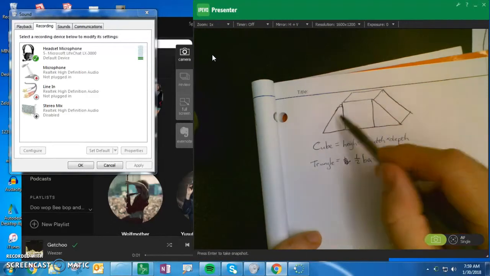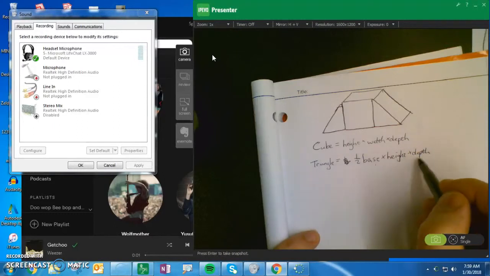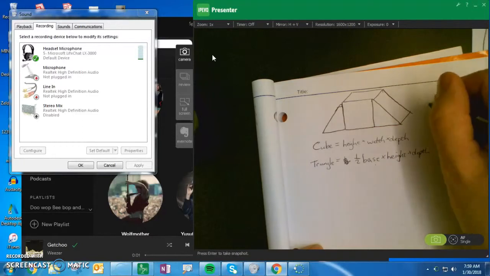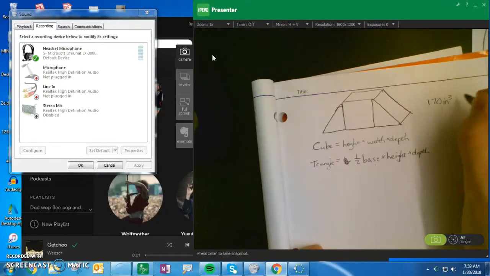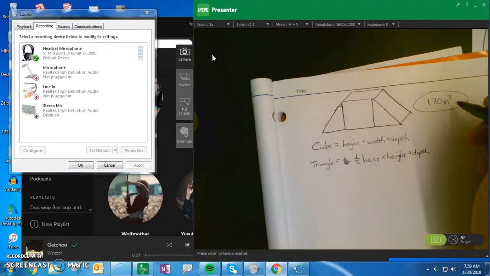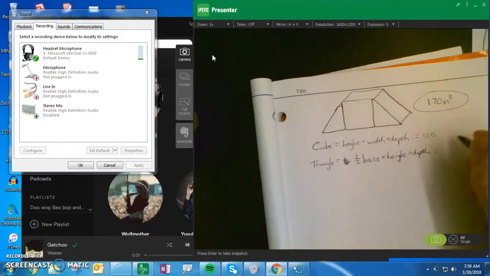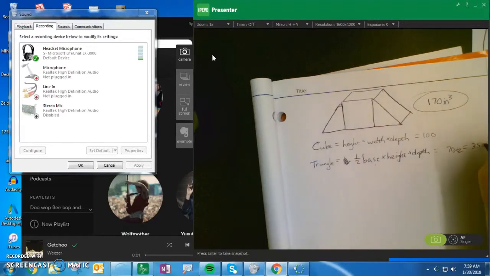And then you're going to have two triangles. Each triangle's volume is 1/2 the base times the height times the depth. So, let's start by taking our number, 170 inches cubed. That's our volume that we're trying to get up to, at least. Now what I would do is try and break this up. So my cube is going to be 100, and then each triangle is going to be 70 divided by 2, because we have two of them, and that's going to equal 35 inches cubed.